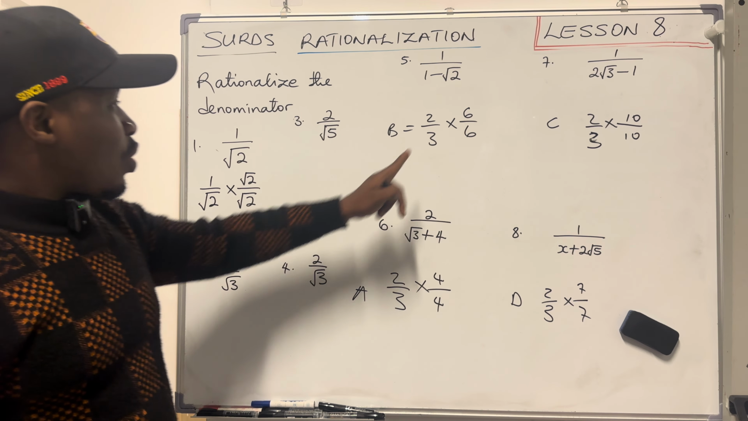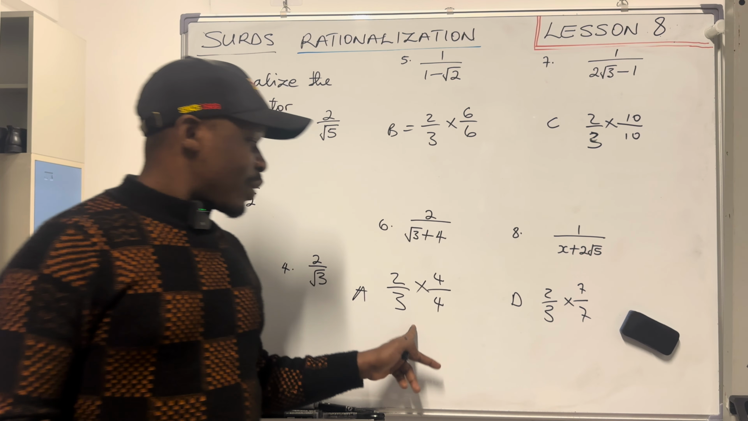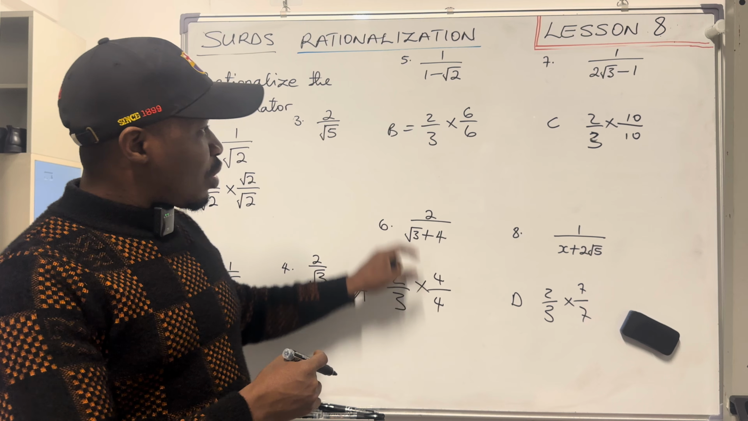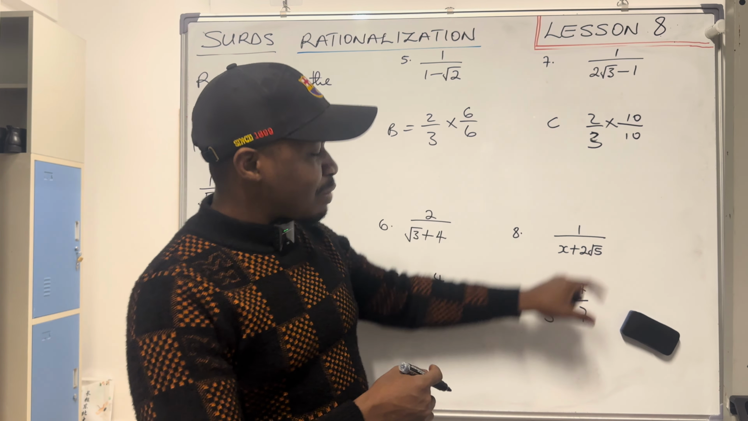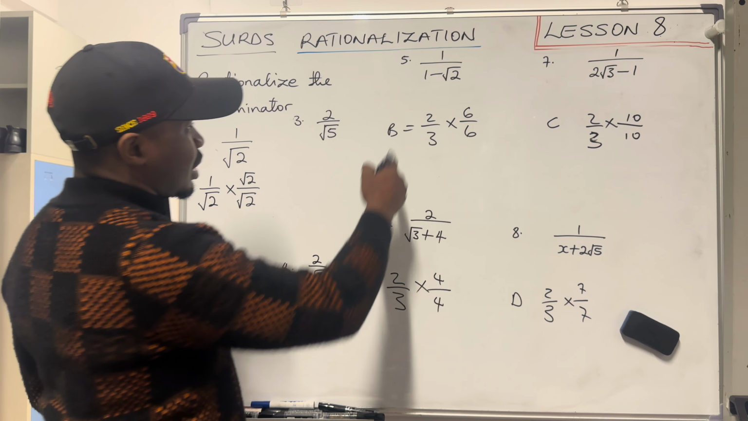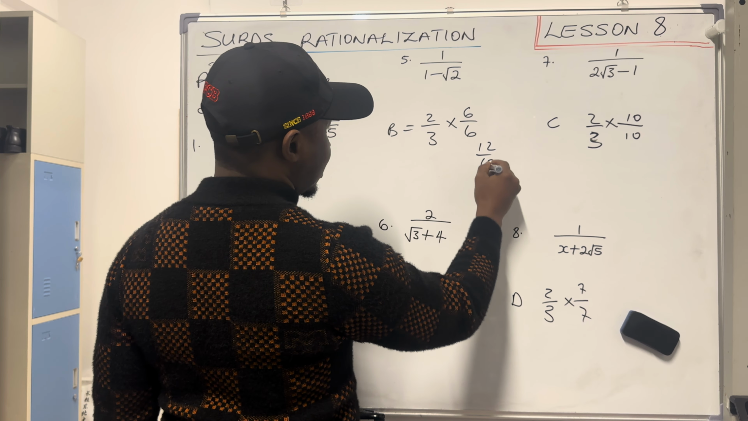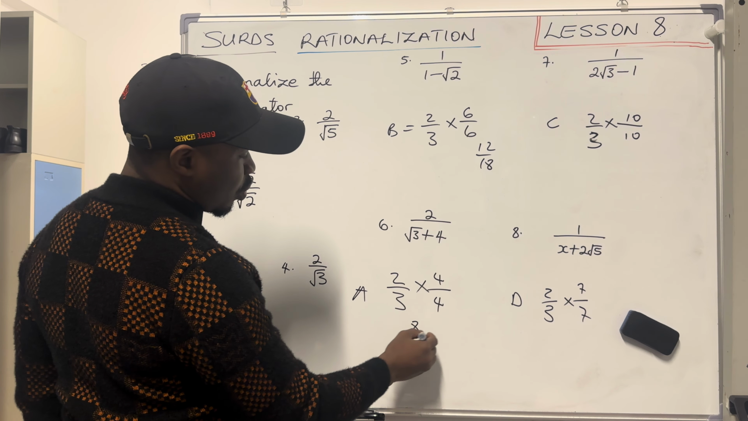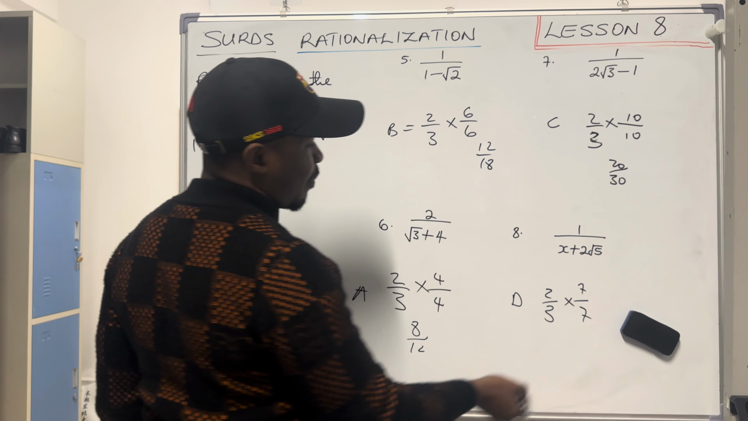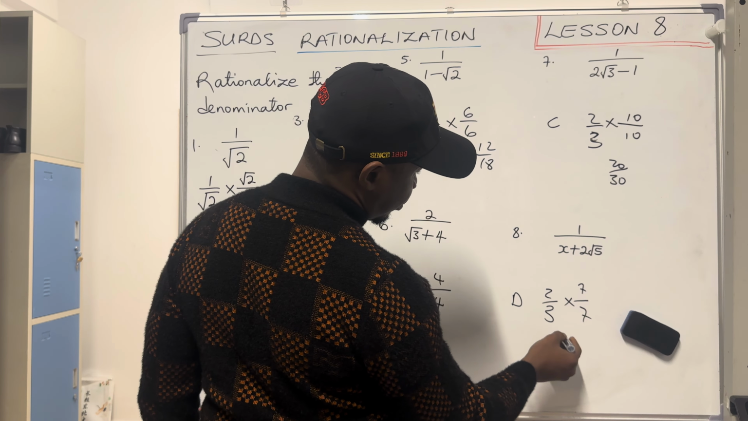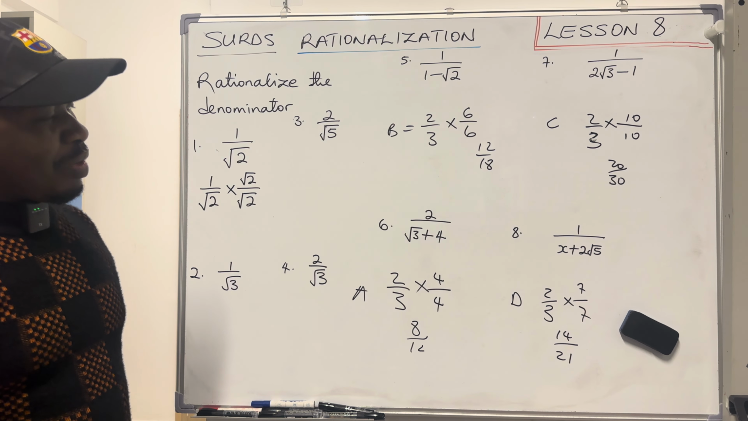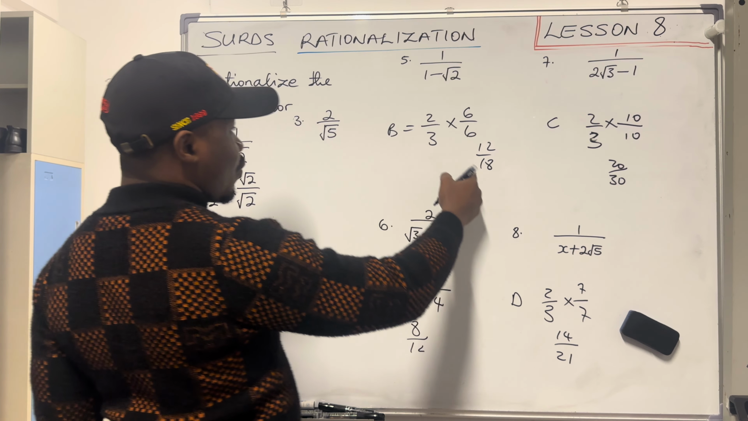But guess what? Though this one chose to multiply both the numerator and denominator by 4, this one by 6, this by 10, this by 7, all of them have the same result. This will give us 12 over 18. This will give us 8 over 12. This will give us 20 over 30. This will give us 14 over 21.